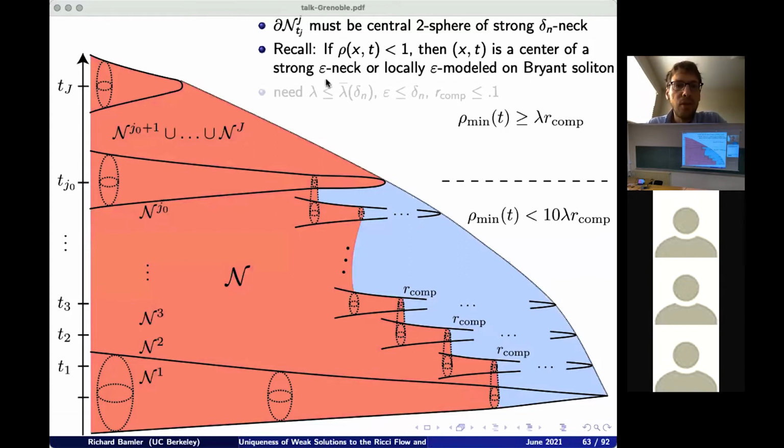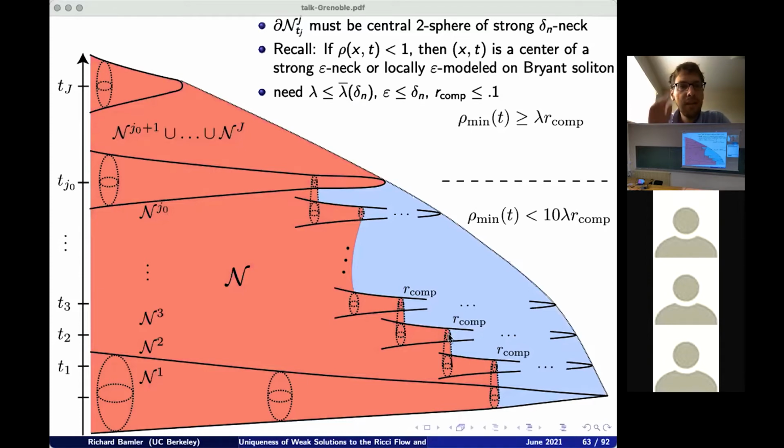And so what we could do is we could just choose epsilon being less or equal to delta n. So then all these points here are either centers of strong delta n necks, or the region looks very close to a Bryan soliton. So in other words, as long as we're far enough away from the tip here, every point here is the center of a delta n neck.